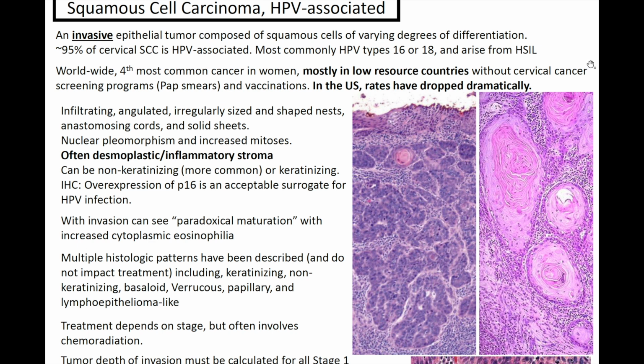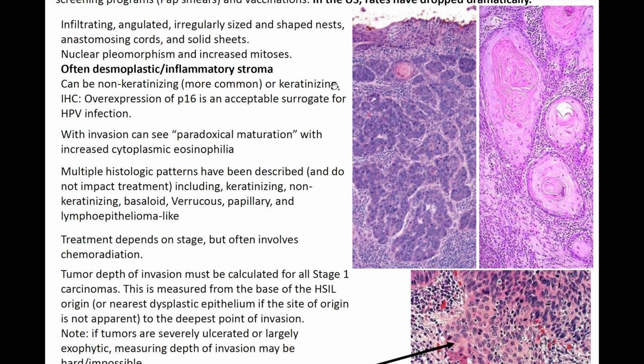And what you'll see histologically are infiltrating, angulated, irregularly sized and shaped nests with anastomosing cords and solid sheets, nuclear pleomorphism and increased mitoses, and often desmoplastic inflammatory stroma. It can be non-keratinizing, which is more common, or keratinizing. And for IHC, you're going to have overexpression of P16, which is an acceptable surrogate for HPV infection. And with invasion, you can see paradoxical maturation with increased cytoplasmic eosinophilia.